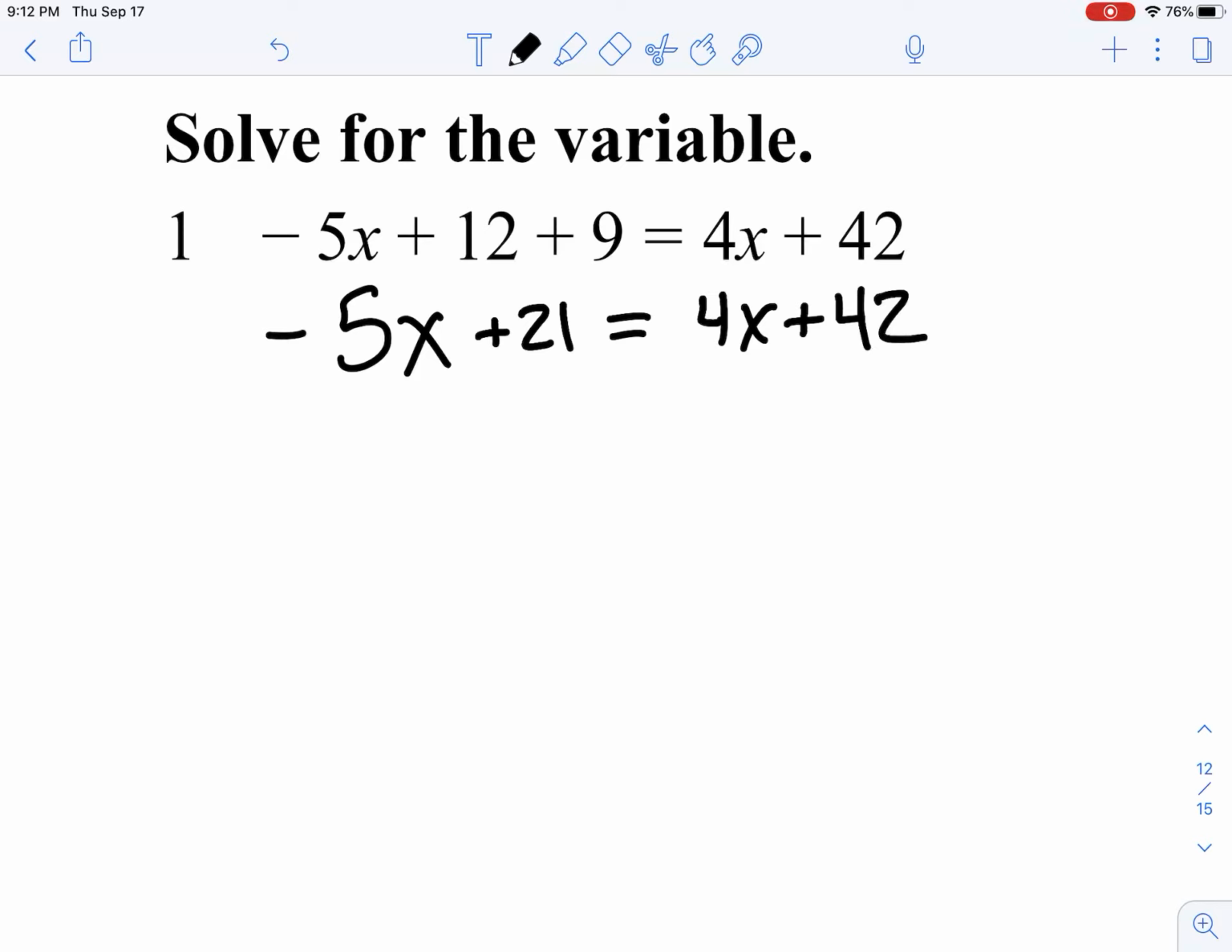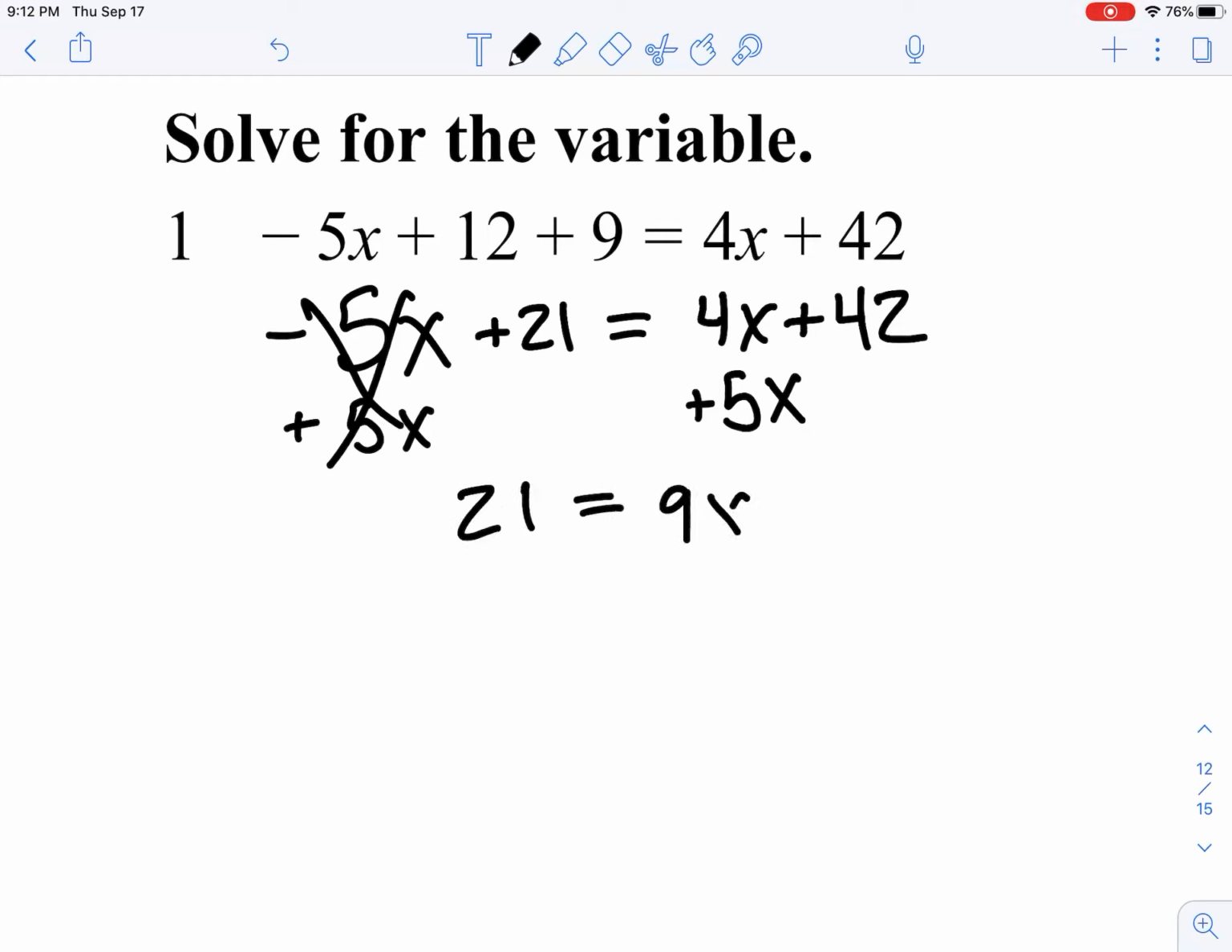Okay, so next, let's get rid of one of these x's. We can't solve for the variable if we have two variables. So let's get rid of one of those x's by doing the opposite. So I'll do the opposite on this side of the negative 5x just to get rid of one of them. Those are going to cancel out, so we can get rid of one of those x's, and then 21 equals 9x plus 42.